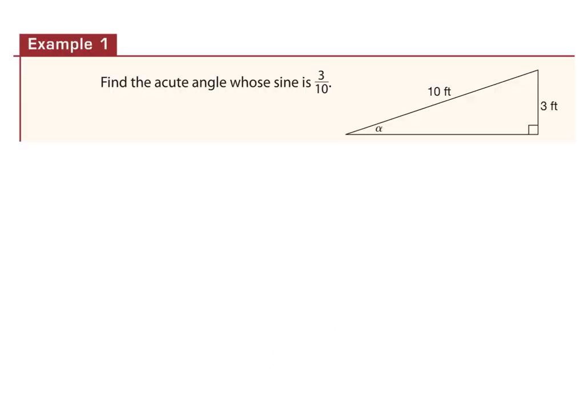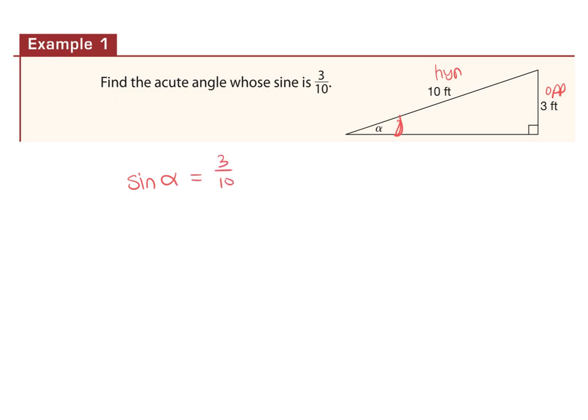Find the acute angle whose sine is 3 over 10. All right? So they gave me the sine of 3 over 10. 3 here would be the opposite. 10 here would be the hypotenuse. This is the angle. All right? So that means the sine of alpha is 3 over 10.